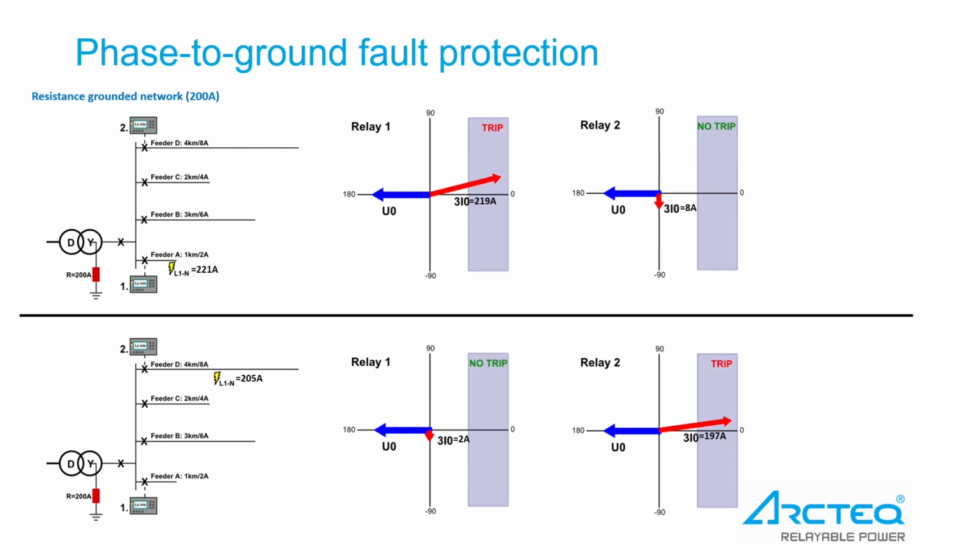A resistance grounded network operates very similar to a directly or solidly grounded network. The only difference is that the fault current is limited or restricted by using an external resistance. This resistance is connected directly to the star of the transformer.